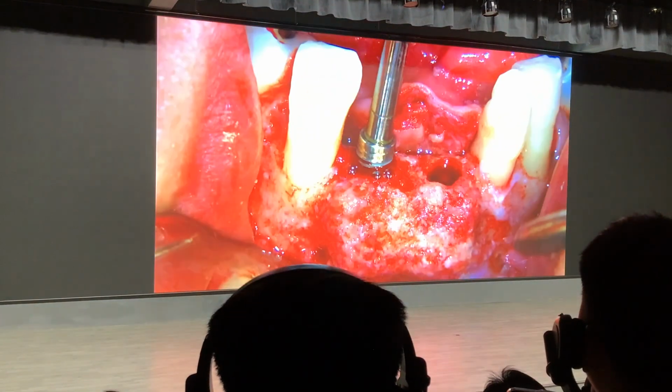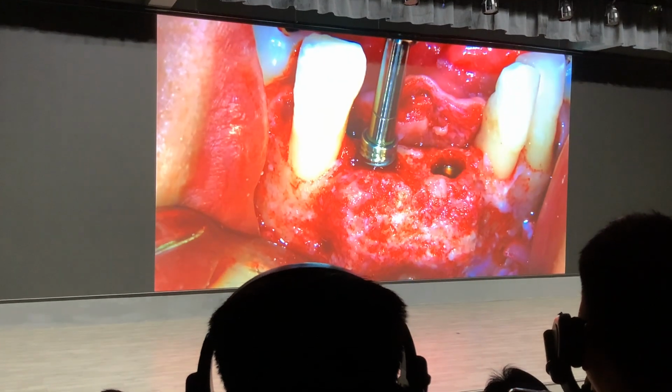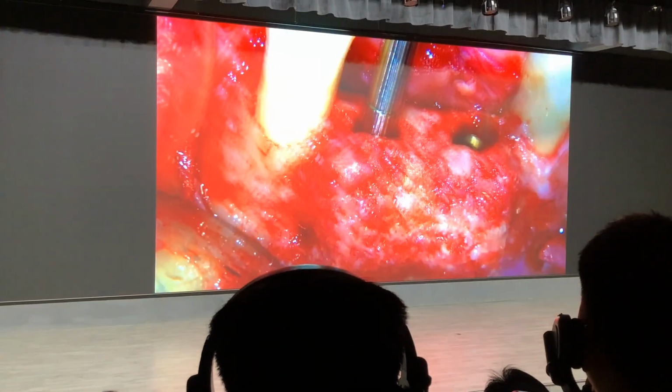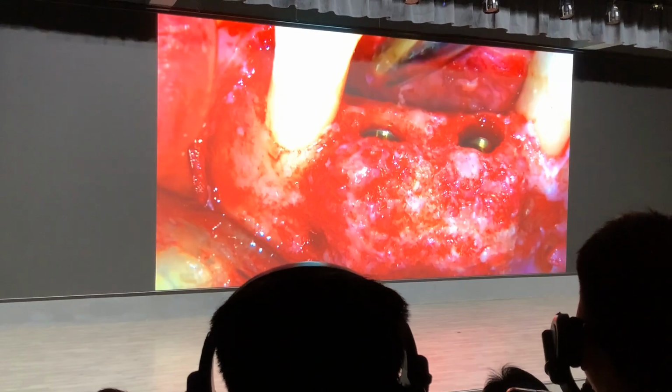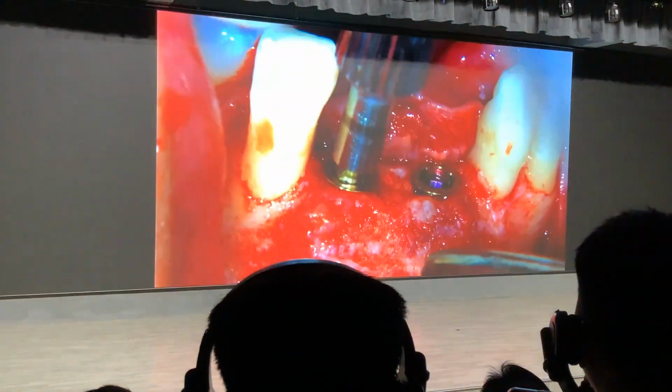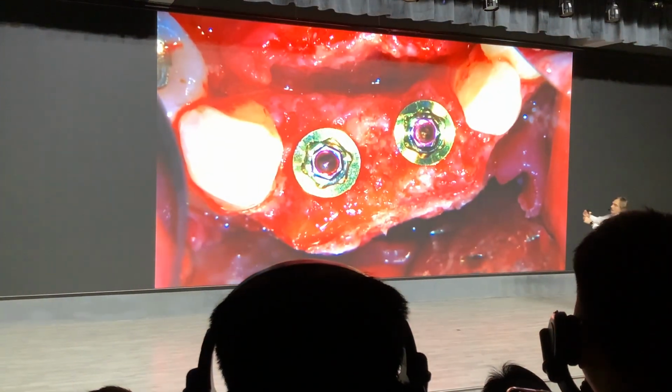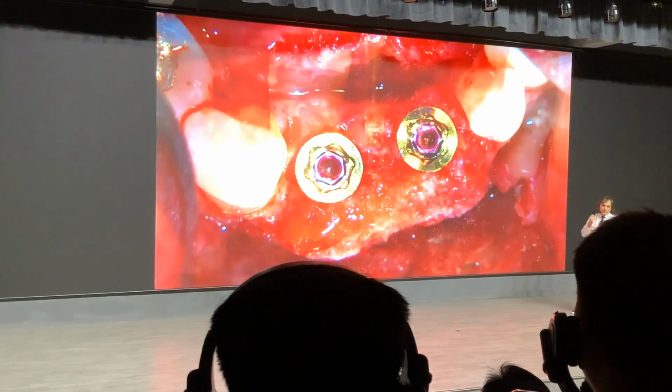And I put 2-on-1s, which are supposed to be for single teeth, and actually you can connect them as a bridge. Why is that good? Because you can screw it in. You can screw it in and it doesn't come out anymore.